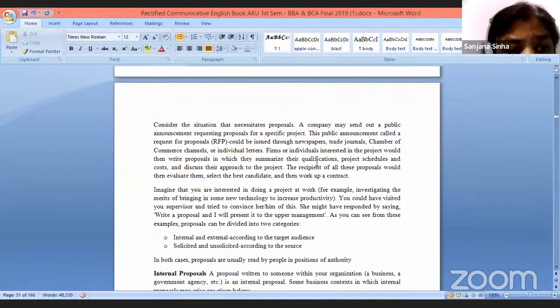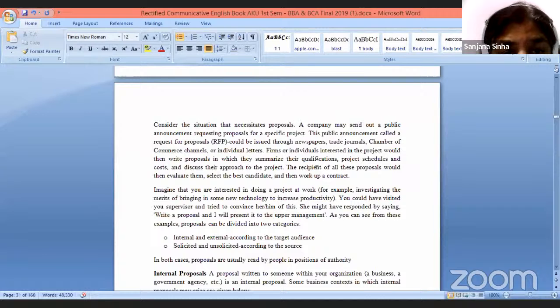Consider the situation that necessitates proposals. A company may send out a public announcement requesting proposals for a specific project. This public announcement is called a Request for Proposal, RFP. It could be issued through newspapers, trade journals, Chamber of Commerce channels, or individual letters.